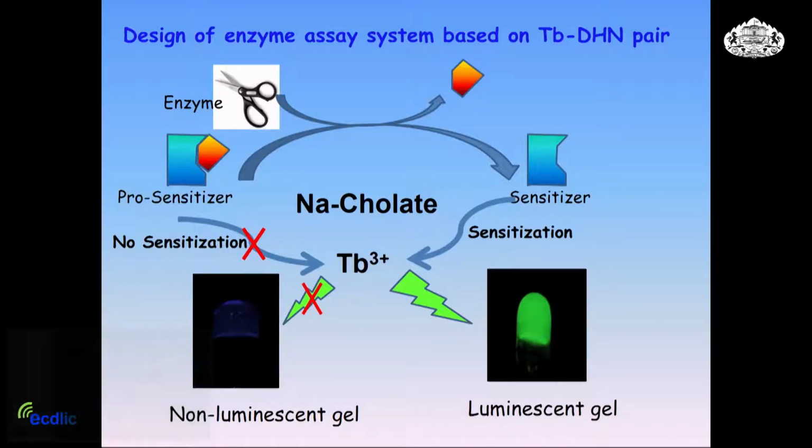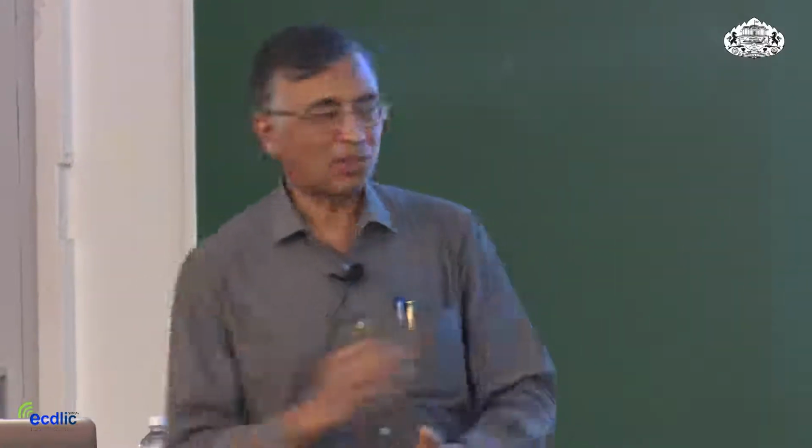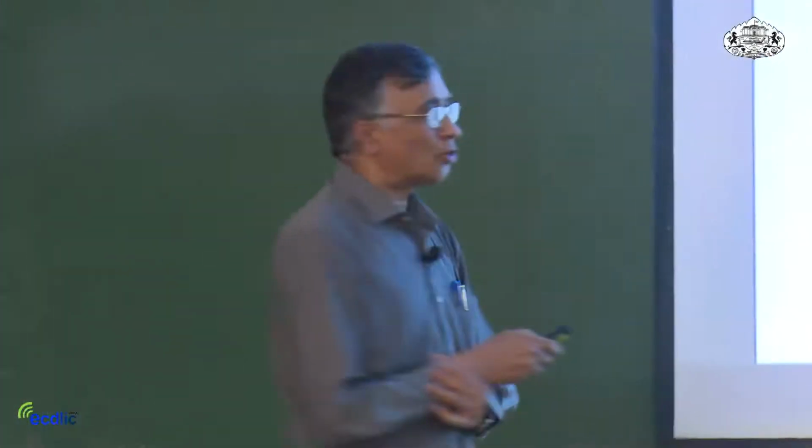So here the idea is that for every specific enzyme I have to make this pro-sensitizer, but in the end all the enzymes will be detected by the same green color. And we thought that's a very significant enhancement in the techniques, because you need to have only a readout of a green emission. All right. So how does it work?